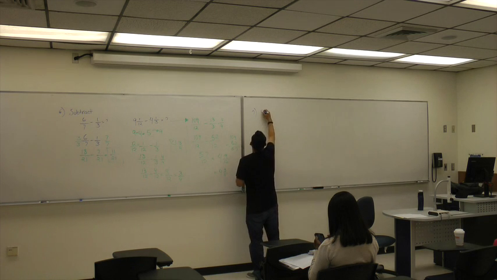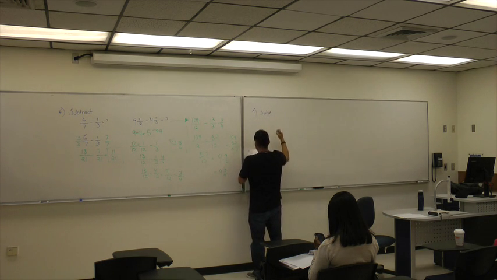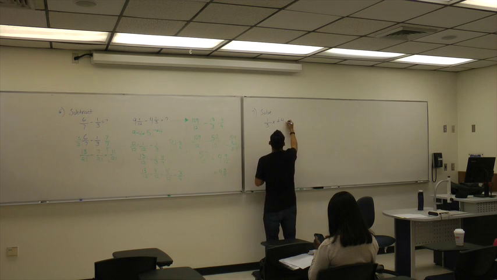I think this one's the one that you're talking about. Solve. Number 5. Plus 4. Equals -20.